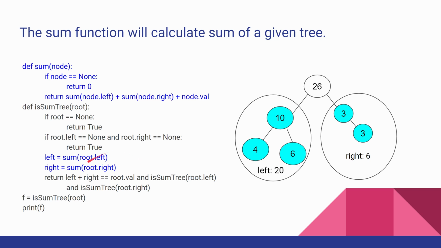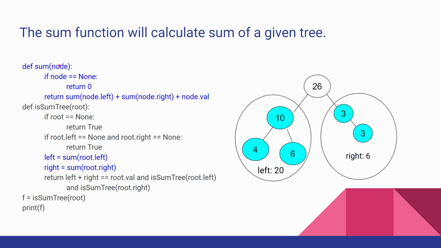Then it finds the value of the left branch by calling a function called sum, that takes the input of node and root, and the output is the sum of the tree you put in.